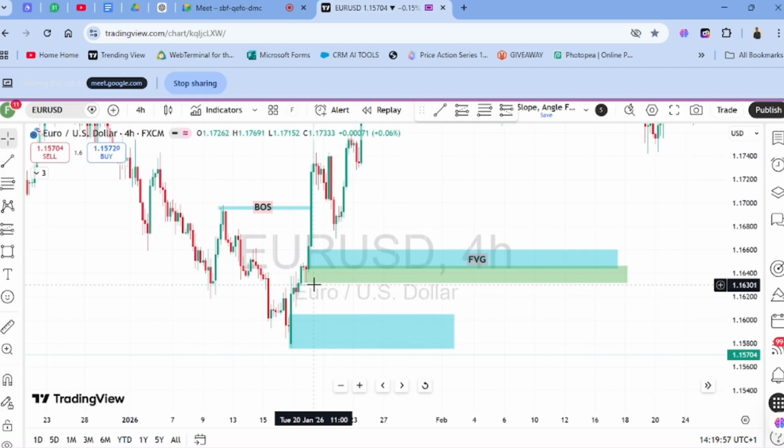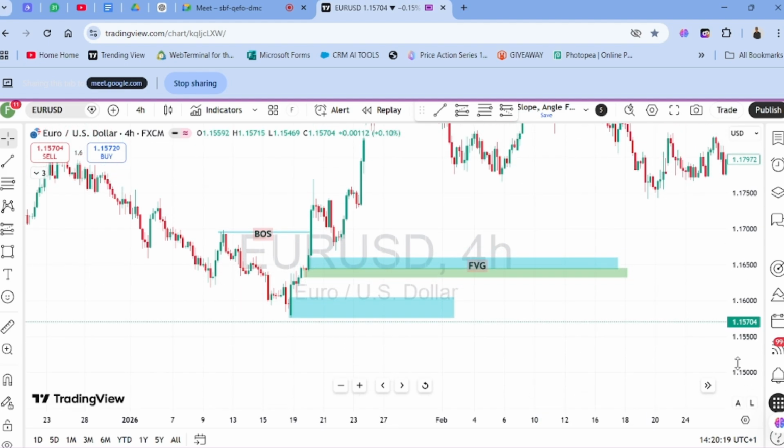A demand level is only a demand level when price created a break of structure. Still in the break of structure, we had an imbalance which is called the fair value gap. And then the origin, the candle before the imbalance, is our demand level. This is it. I'll show you multiple examples. This is our demand level in this zone.